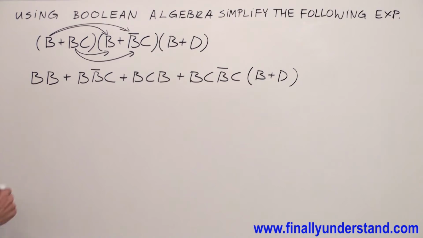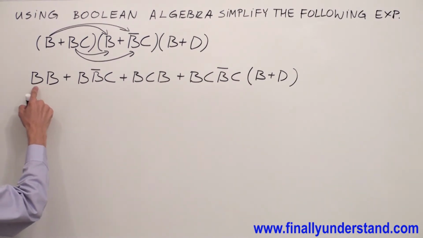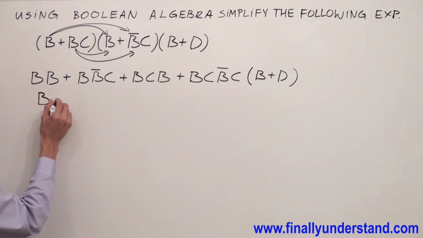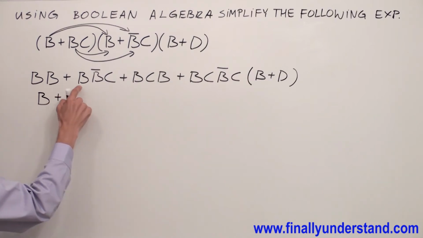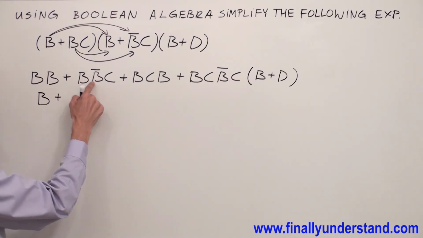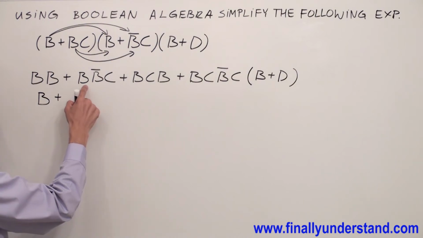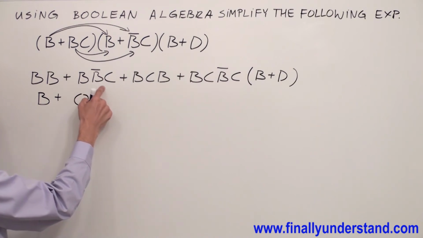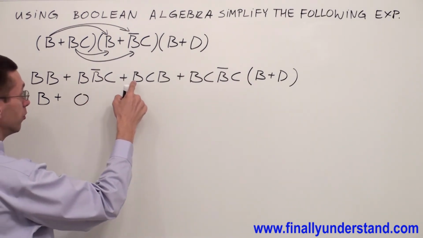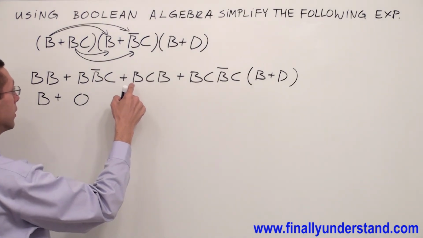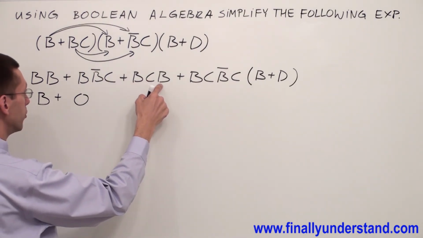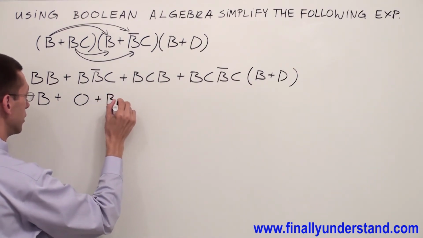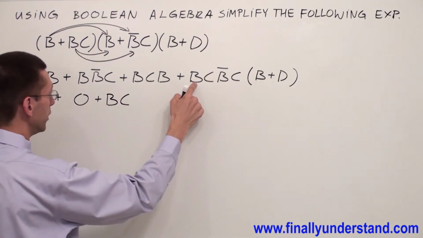Next, I have to simplify this expression a little bit. b times b is b. b and b naught is always 0. 0 and anything else is always 0. That's why this term is going to be equal to 0. b times b is b. That's why I'm going to write this just bc.